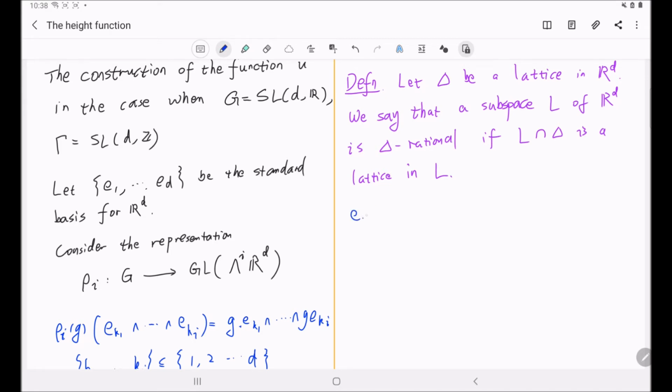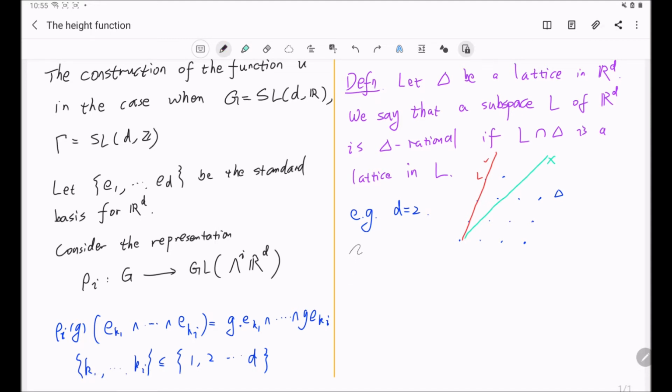For example, when D equals 2, you have a lattice. So here is the lattice in R^2. Then this L will be a legal delta rational subspace, but this one is not delta rational.